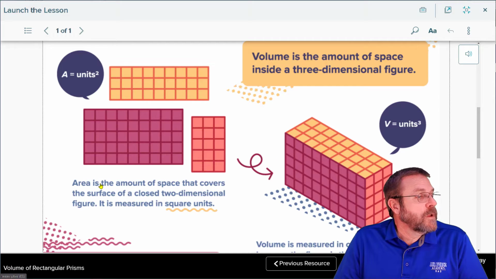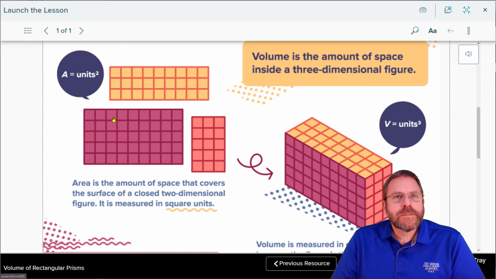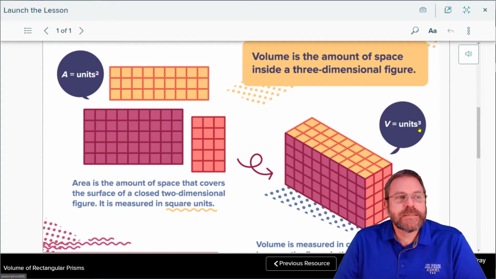The area is the amount of space that covers the surface of the closed two-dimensional figure. It's measured in square units. So you've got an area of this rectangle, you've got an area of the salmon rectangle, and you've got an area of the golden rectangle. Now, area you can see here is going to be covered in square units. So you can see A for area is equal to square units. Meanwhile, volume is categorized in cubed units. And if you look at the flat surfaces for area, all you see are squares. But if you look at the volume of this, it's made up of cubes, hence the name square units and cubed units.